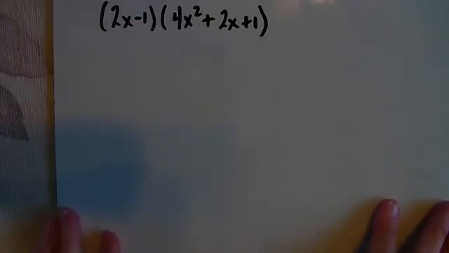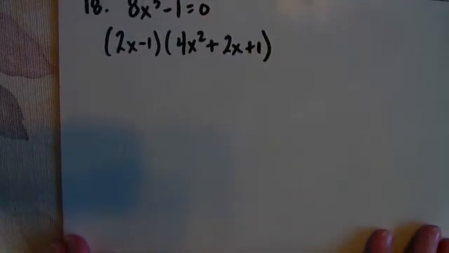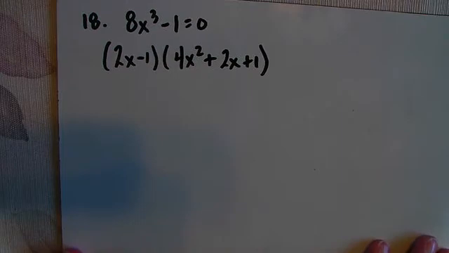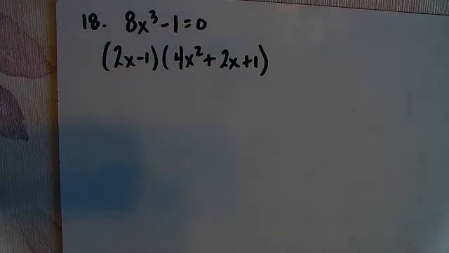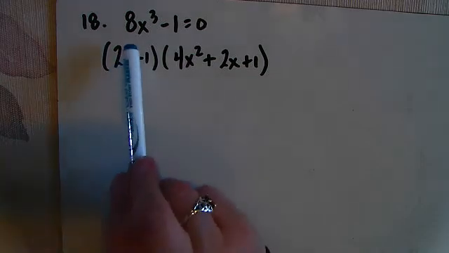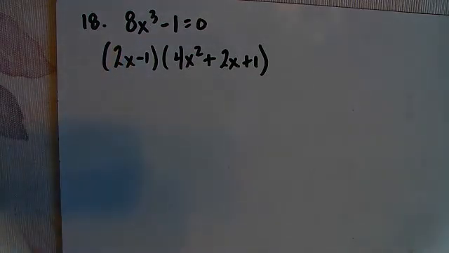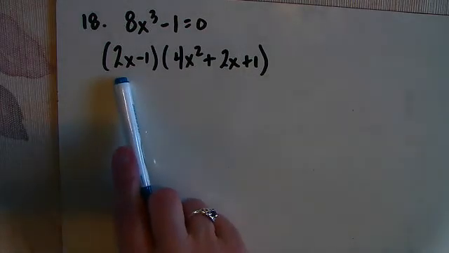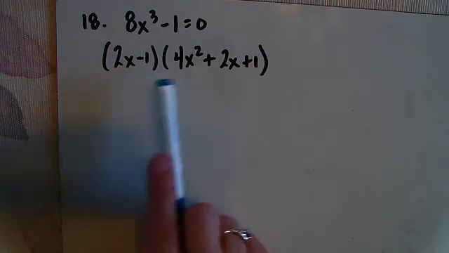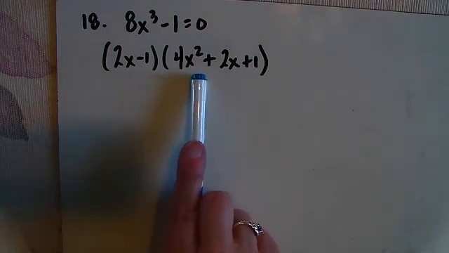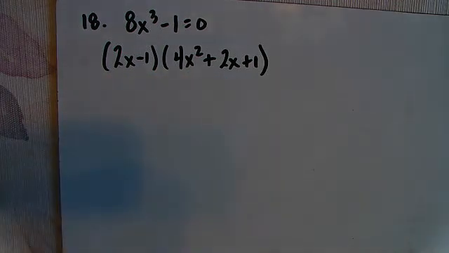This one, we're going to do one more here. This one is number 18 from the previous assignment. So again, the first part of your homework was to go ahead and just factor it using the pattern we talked about for the cubes. So this time we have 8x to the 3rd minus 1. When you factor that using the sum or difference of cubes, you should have ended up with 2x minus 1 and then 4x squared plus 2x plus 1.